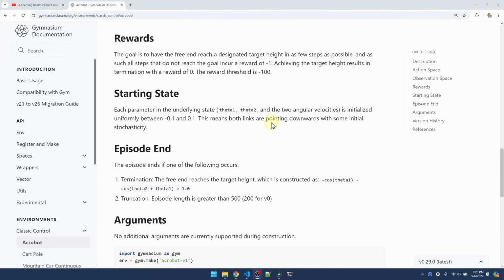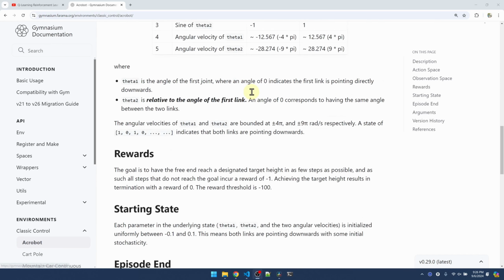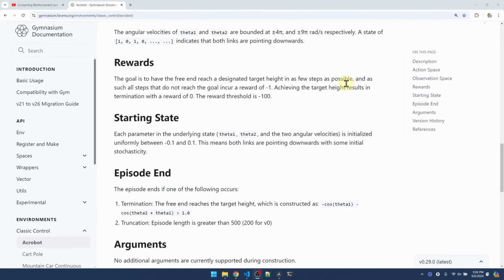Now let's look at the rewards. The goal is to have the free end reach the target height. Again, it's this bottom arm here touching the upper line right here. That is our goal. And to do it in as few steps as possible, all steps incur a reward of -1 or a penalty of -1. When the second arm touches the target height, the episode ends and we get a reward of 0. There is also a reward threshold of -100, so we are expected to be able to achieve the goal in less than 100 steps, or 100 steps or less.